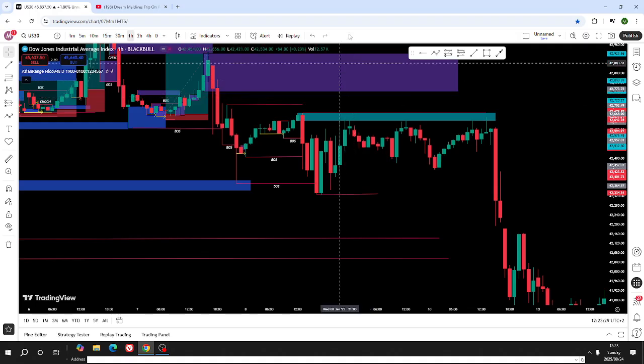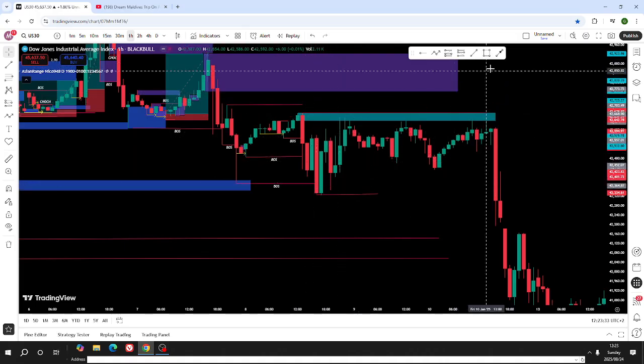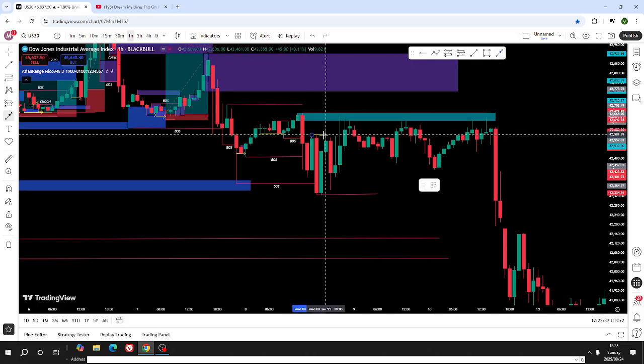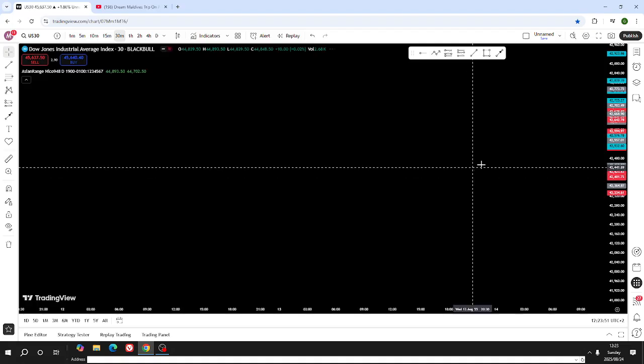Right, so firstly, as we see we have a break of structure, we need to look at the high right over here. We need to look at what's happening on that high, because when we have a break of structure, that means we have some order blocks that can lead the market towards the downside. Let's go to 30 minutes and see that.